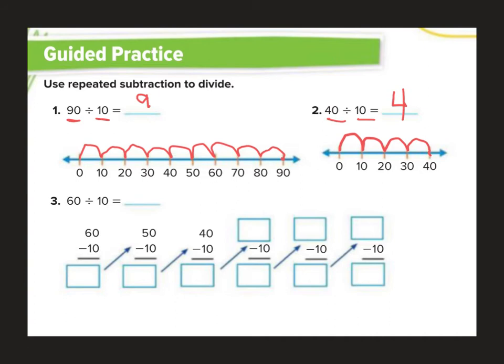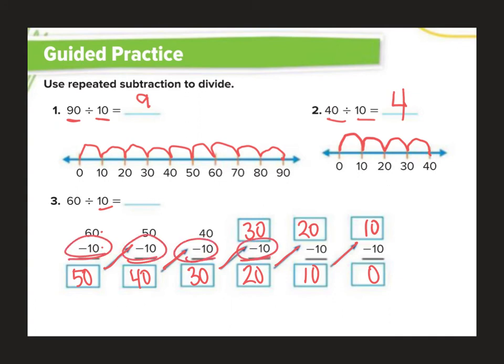Okay, if we do repeated subtraction, start at 60, take away 10 each time. 60 minus 10 is 50. Bring it up. 50 minus 10 is 40. Bring it up. 40 minus 10 is 30. Bring it up. 30 minus 10 is 20. 20 minus 10 is 10. And 10 minus 10 is 0. Okay, so how many do we have to subtract? 1, 2, 3, 4, 5, 6. Had to subtract 6. All right, let's do some more problems here.